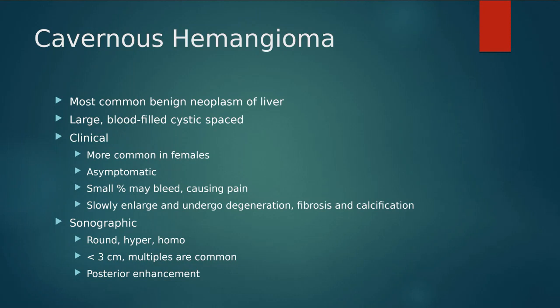On ultrasound, they are round, hyperechoic, homogeneous. They're typically small, so less than 3 centimeters in size, and we typically see more than one in a patient. We are going to see posterior enhancement, and then as we said, depending on the age of them, we can see that degeneration and that calcification process.